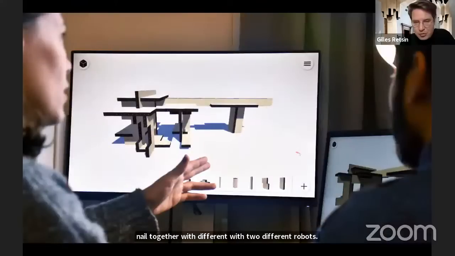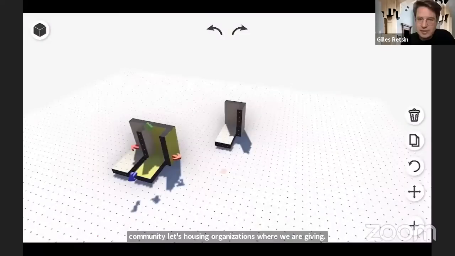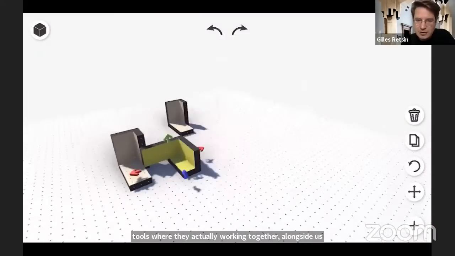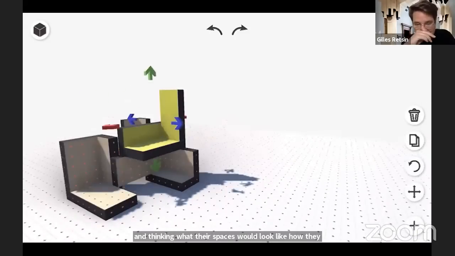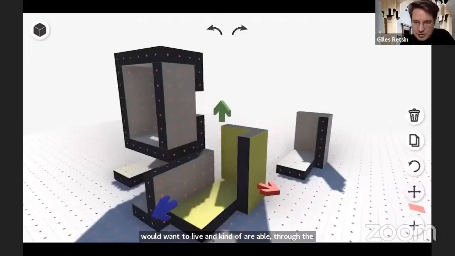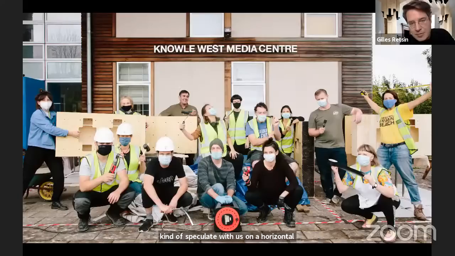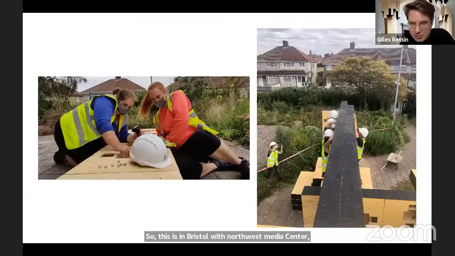And we've built our own office with this, but we also importantly are working with a number of community-led housing organizations where we're giving various stakeholders, participants and future inhabitants access to our automated tools. They're actually working together alongside us, thinking about what their spaces would look like and how they would want to live, and through the fact that we have automated large parts of this process, they are able to speculate with us on a horizontal level. So this is in Bristol with Knowle West Media Centre, where we have recently, with a group of participants, built a first prototype for housing.